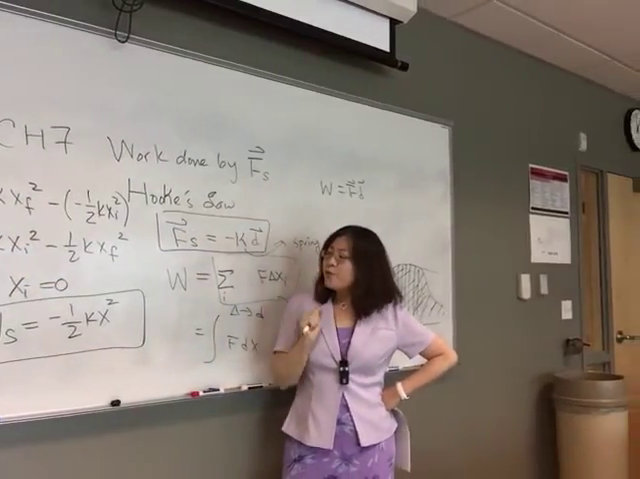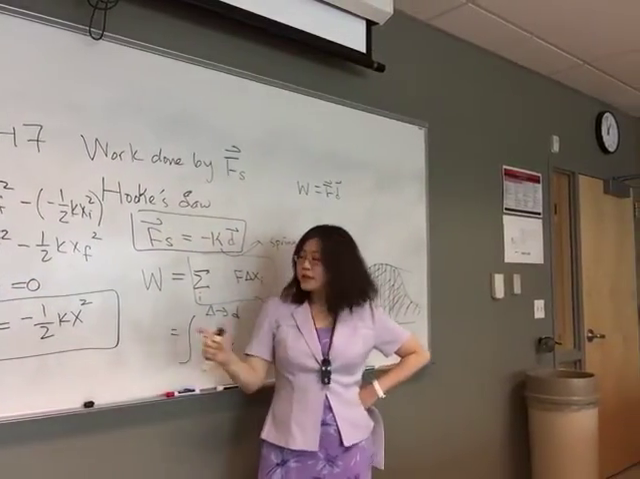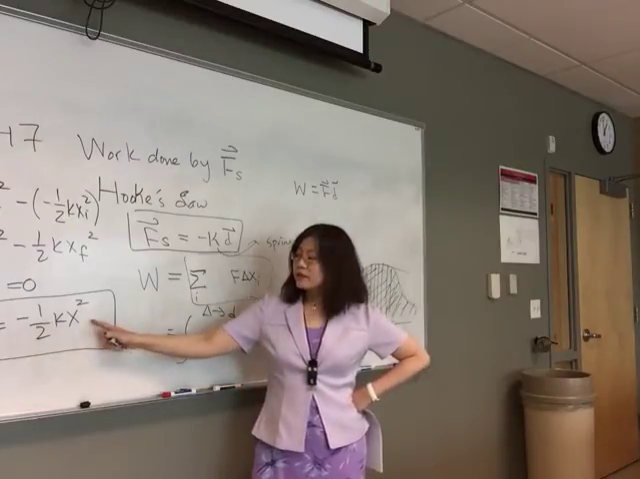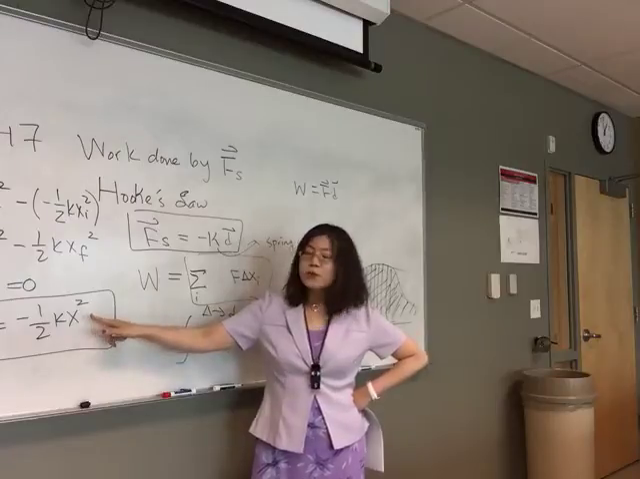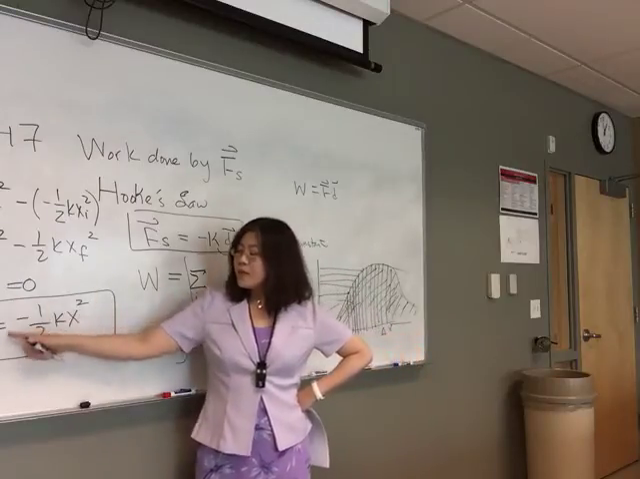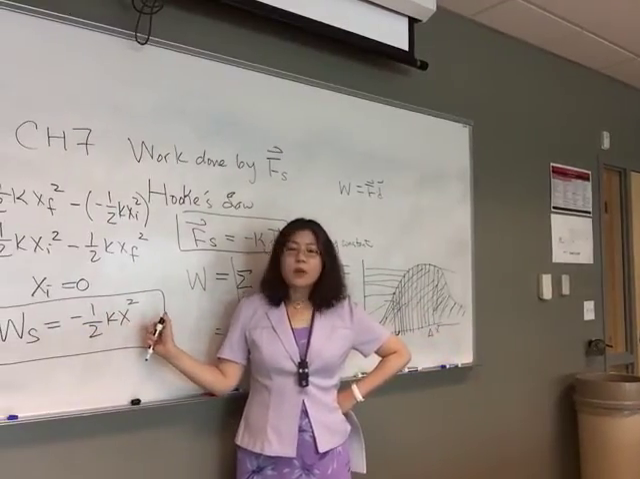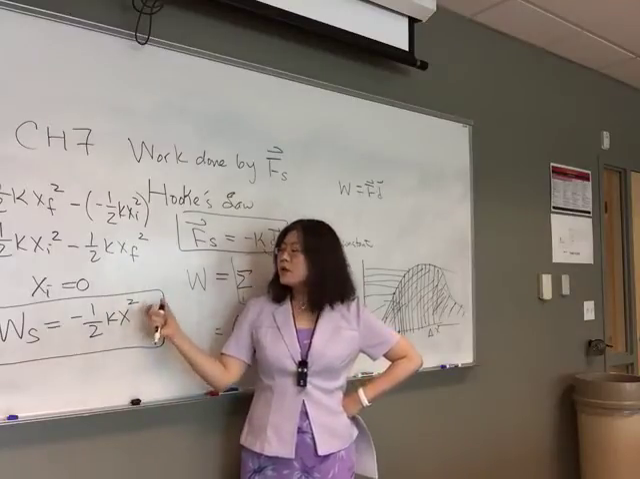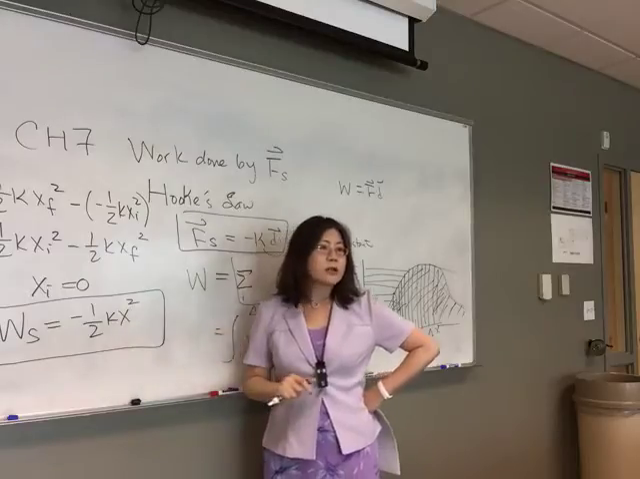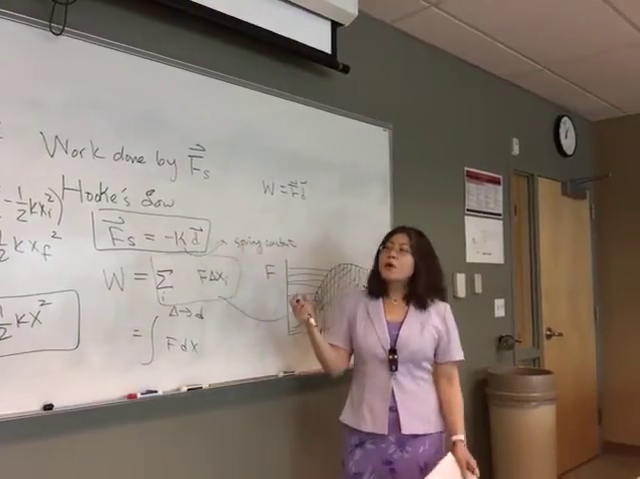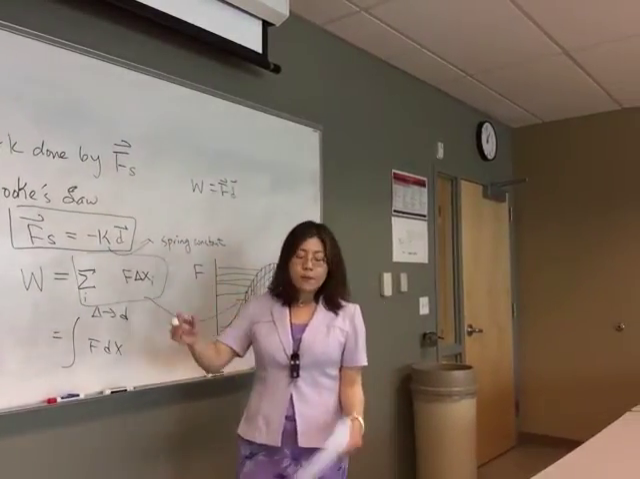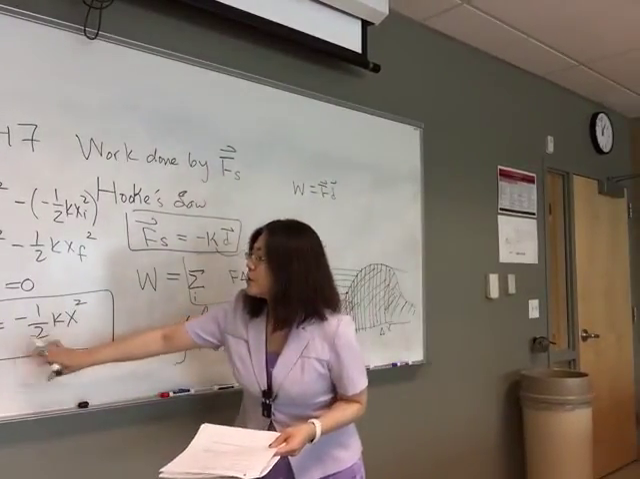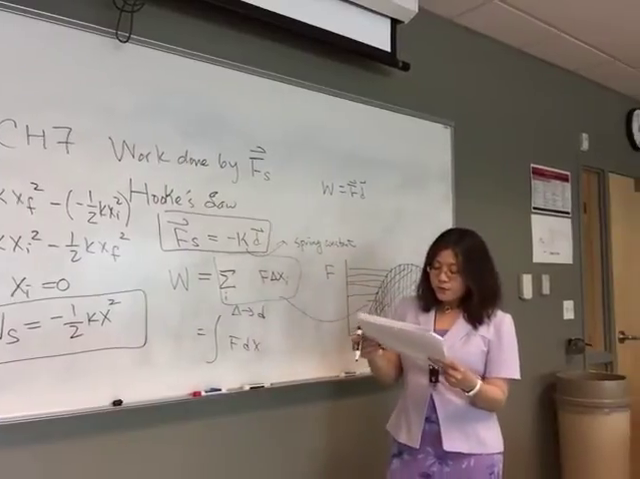The work done by the spring force is equal to negative 1/2 kx squared. And x, regardless of whether it's positive or negative, is always positive when you square it. So what does that mean? It means that the work done by the spring force is always negative. It's always taking energy away from the system. That's why we call it a restoring force, because it always wants to get back to its original state. So this is an important result.